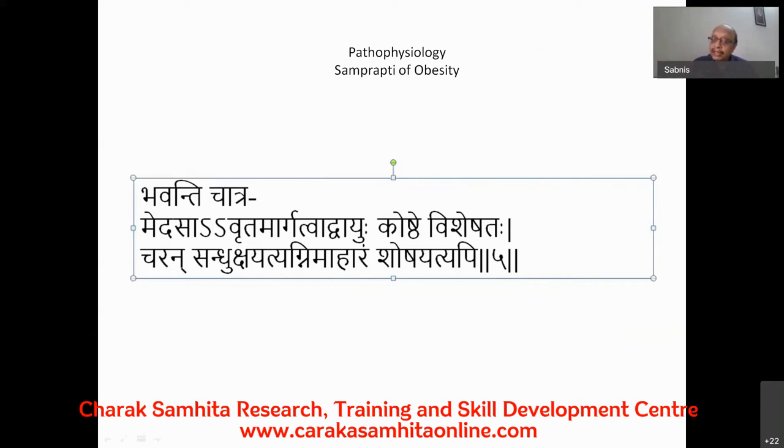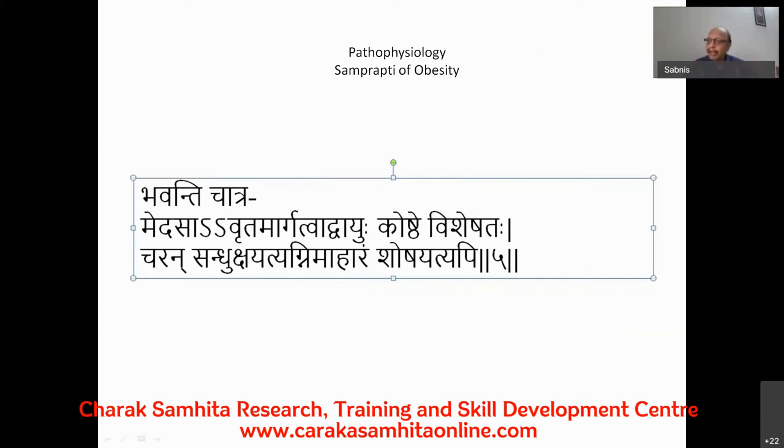Charana sanduk shayam agnim aharam shoshayat api. So there is a hyperfunctioning of agni, and the patient feels much hungry, more and more hungry. The appetite is increased like anything. Satiety is not achieved. So this samprapti can be related either with strong insulin resistance or with leptin resistance at the hypothalamus level. This is my opinion, it's not compulsory that you should also think in that direction.